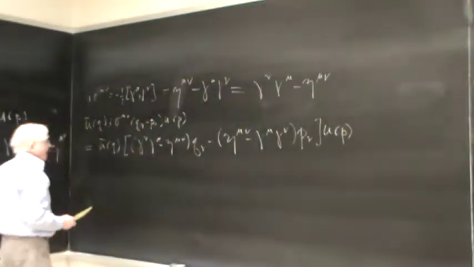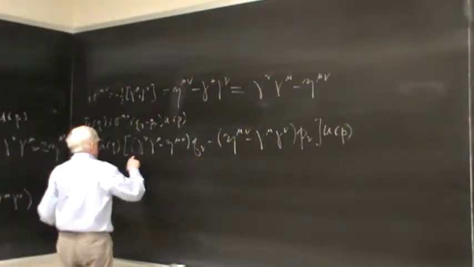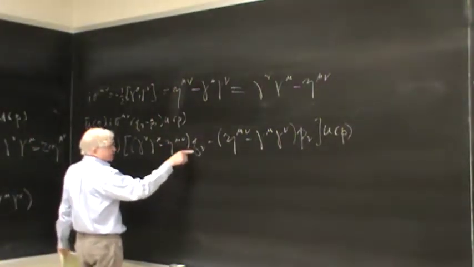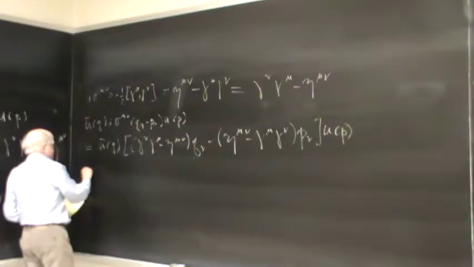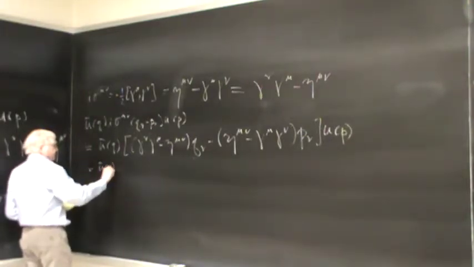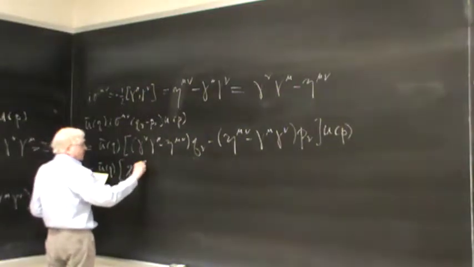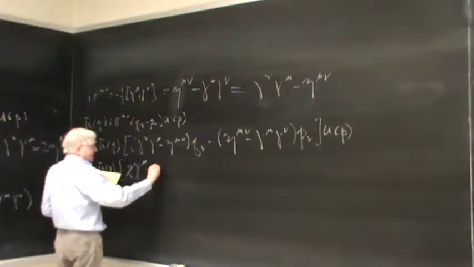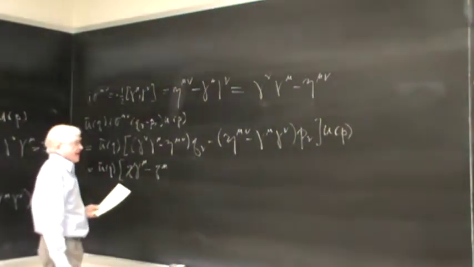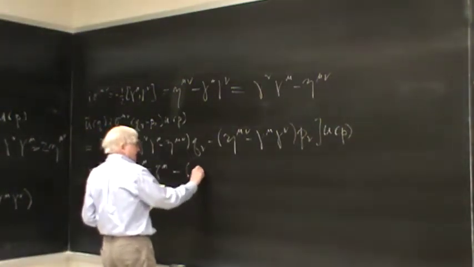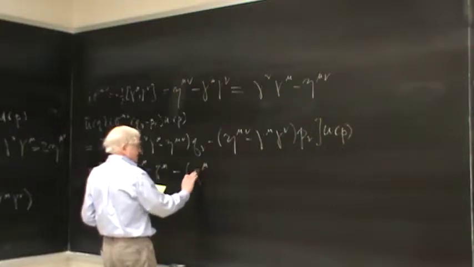All right. And now we see this becomes a q slash, and on the other hand, η^μν q_ν is just q^μ. So this is equal to ū(q)(γ^μ q slash − q^μ). And then over here, we've got minus q^μ, hold it, that's p.